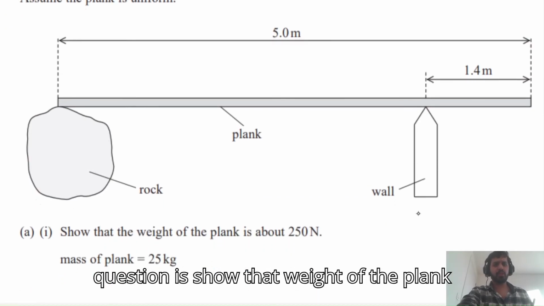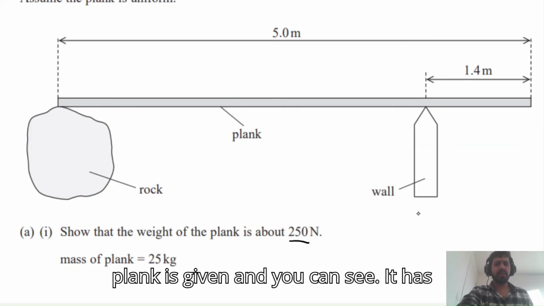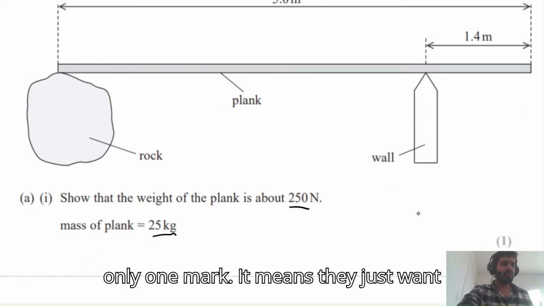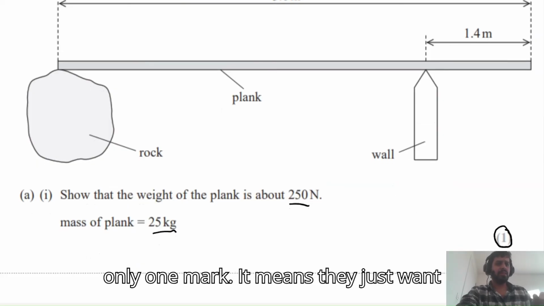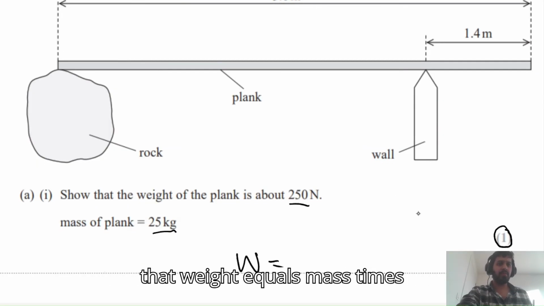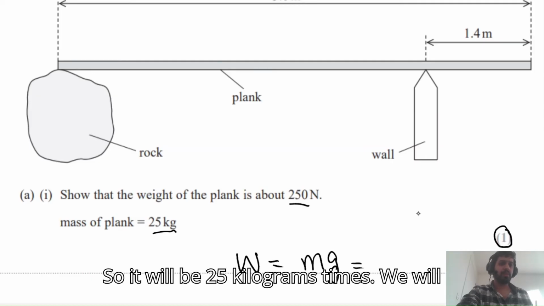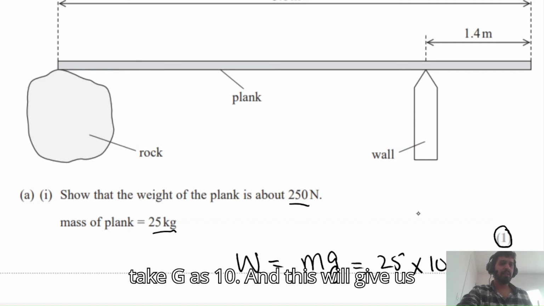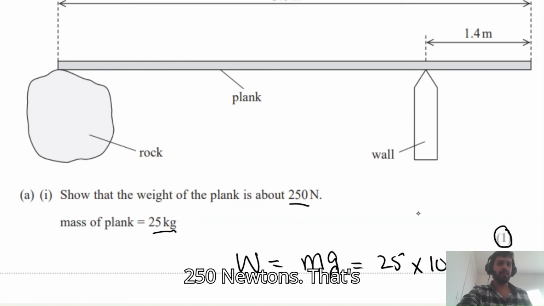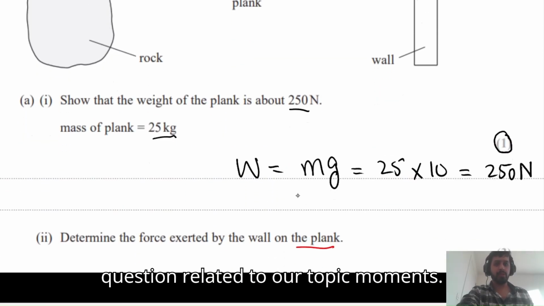The first question is, show that weight of the plank is about 250 newtons, and mass of the plank is given. And you can see it has only one mark. It means they just want us to convert mass into weight. We know that weight equals mass times gravity, so acceleration due to gravity. So it will be 25 kilograms times, we will take g as 10, and this will give us 250 newtons. That's it.